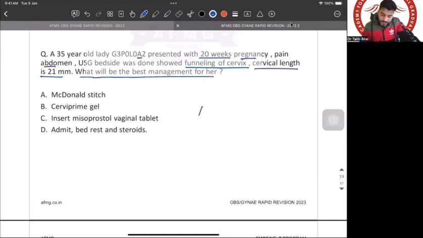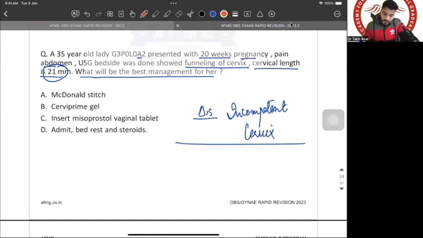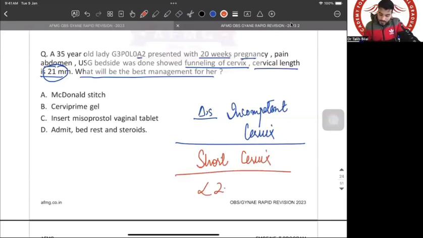So let's see, guys, what is the diagnosis? If I see 21 mm, that is a diagnosis of an incompetent cervix. What do I mean by incompetent cervix, guys? By incompetent cervix, I mean short cervix. What do I mean by the short cervix? When the length of the cervix is less than 2.5 centimeter or less than 25 mm. Maths, you know a bit, right? You know a little maths. So less than 2.5 centimeter or less than 25 mm. So here the cervical length is 21 mm, and it is a diagnosis of incompetent cervix.